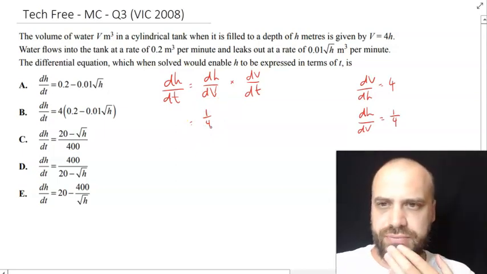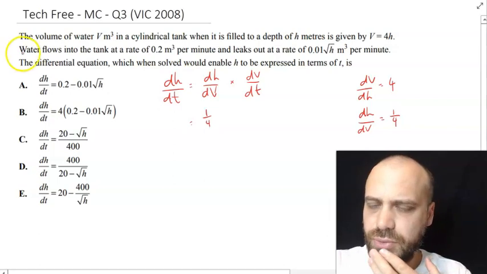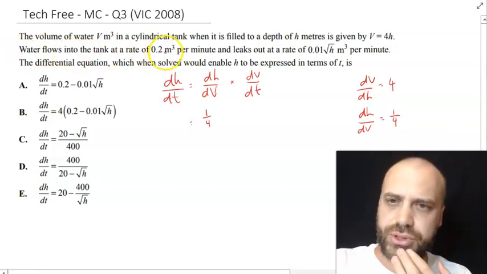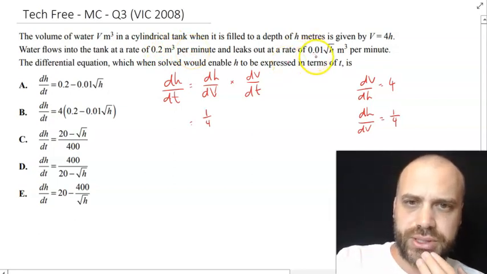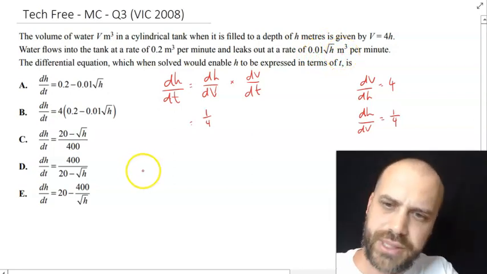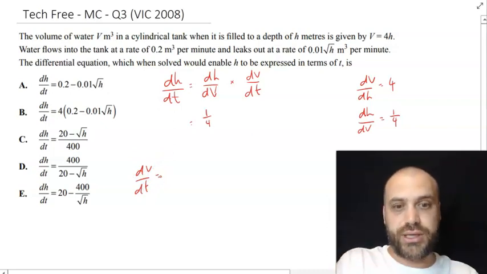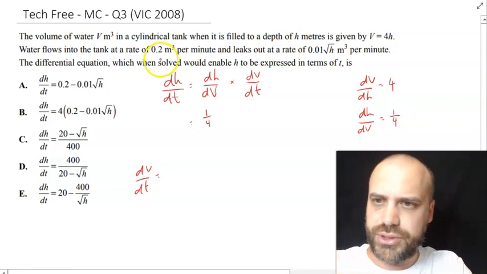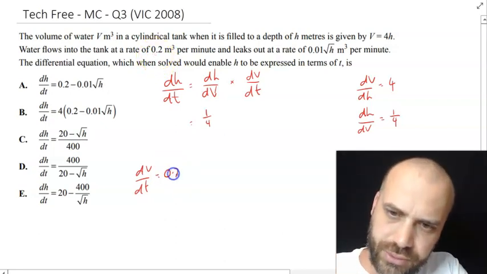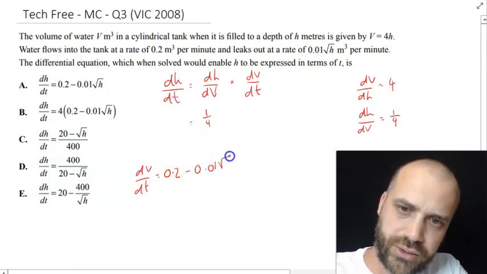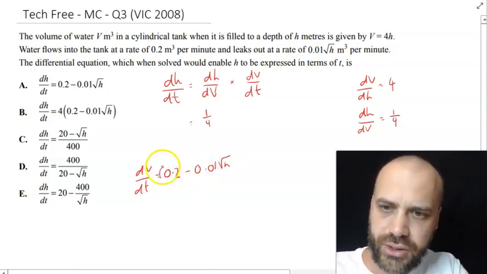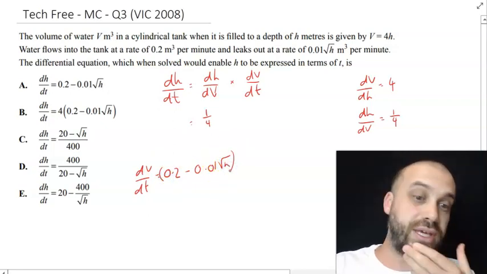Now, the dV/dt thing. Alright. Water flows into the tank at a rate of 0.2 meters cubed per minute and leaks out at a rate of 0.01 root H meters cubed per minute. So that means that dV/dt, the change in volume with respect to time, is going to be equal to the inflow minus the outflow. So an inflow of 0.2 minus an outflow of 0.01 root h. Alright, so that's my dV/dt.